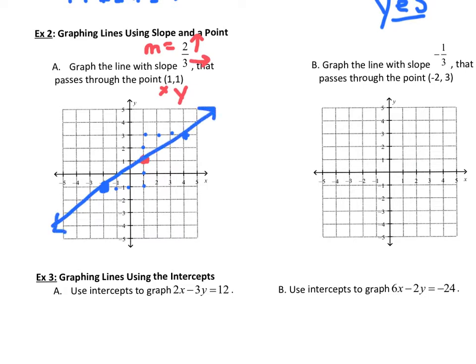To do the next one, the slope is -1 over 3, and the point it's going to pass through is -2, 3. So first I'll go back 2 and up 3. So there's my first dot. Now we'll count the slope.